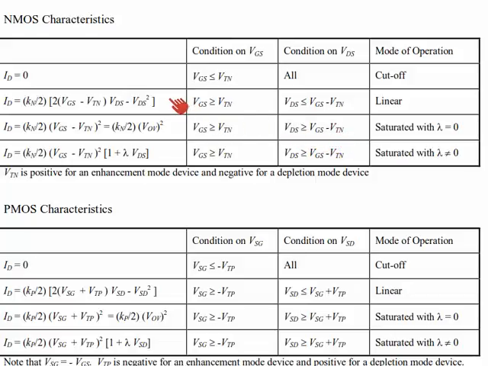As a result, we have 2 different current-voltage characteristic equations. In linear, K over 2 times (2(VGS - VT)VDS - VDS squared). In saturation, we have Kn over 2 times the pinch-off voltage squared, Kn over 2 times VOV squared.